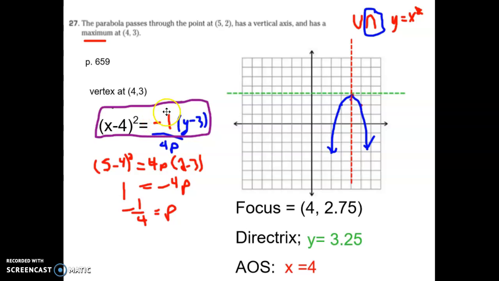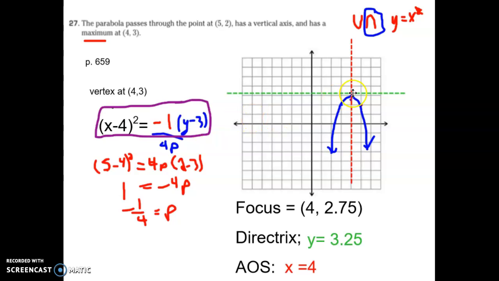But what does go here in your equation is: x minus h squared equals 4p times y minus k. So the 4p, that was the piece I was missing.